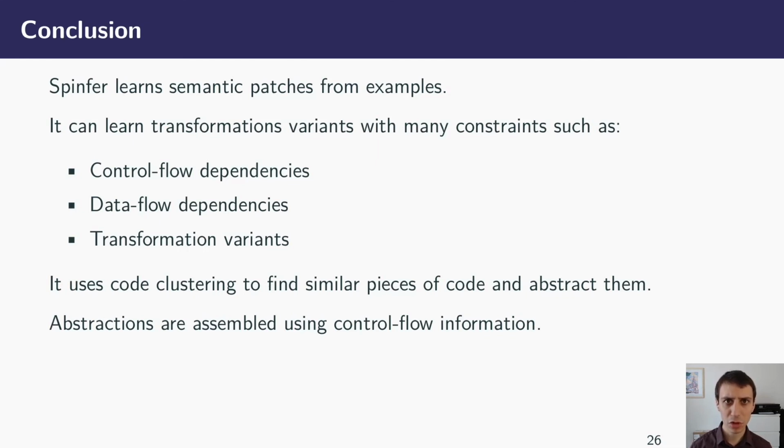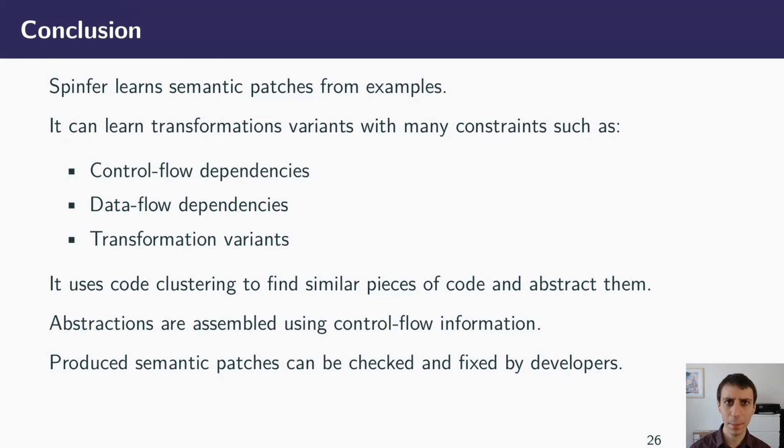Then, the abstractions are assembled in a way that respects control flow dependencies that are seen in the examples. Semantic patches produced by Spinfer can be easily checked by developers, who can verify if the transformation is correct before applying it, and they can be fixed if the transformation produced false positives or if the transformation does not cover all cases.